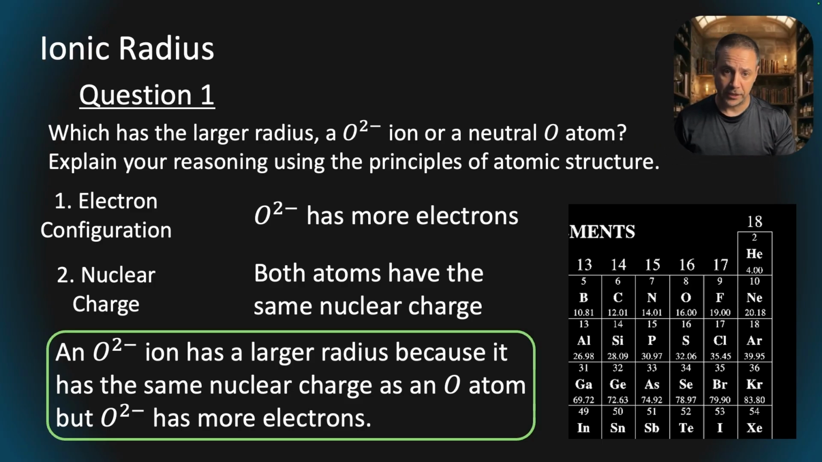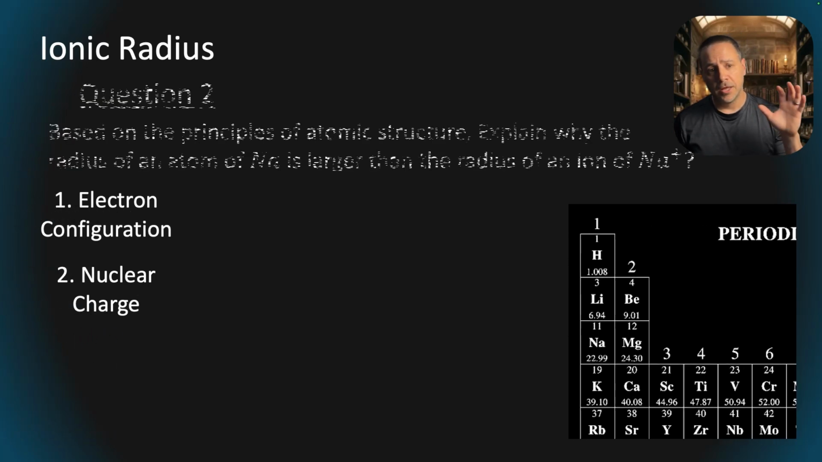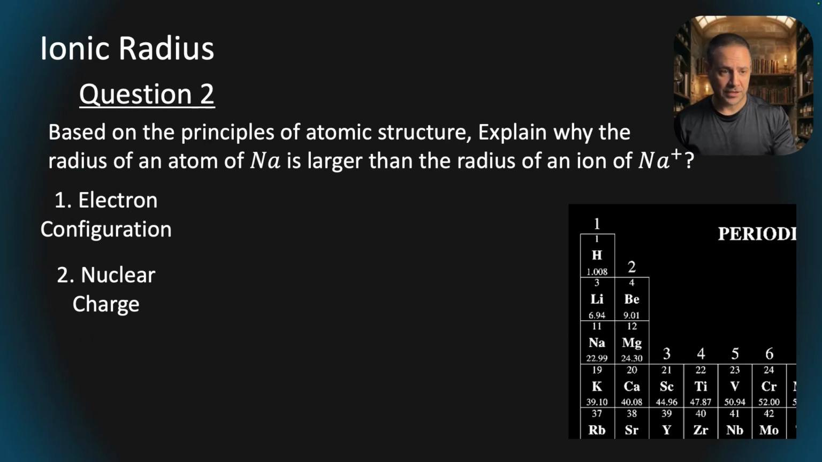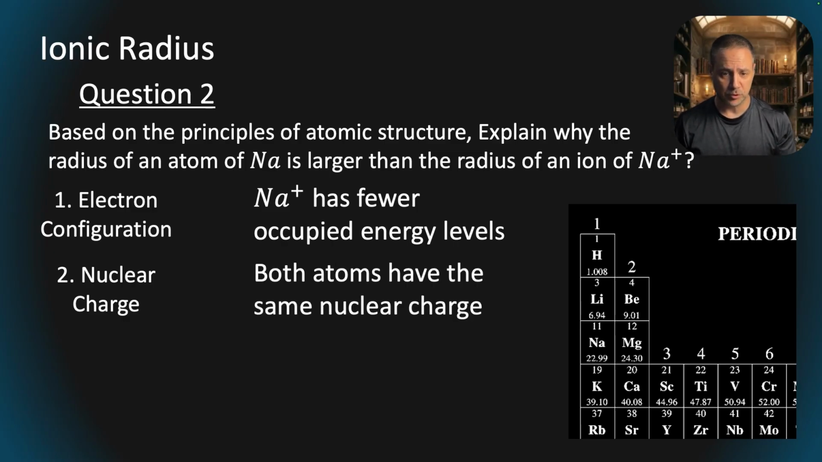Next, let's evaluate a neutral atom that becomes a cation. This question actually gives you the size. The radius of sodium is larger than the ion, but it's asking you to explain why. Sodium has 3 occupied energy levels when it's neutral. However, cations empty out their valence shell when they form ions. Therefore, the ion only has 2. That's fewer than the neutral atom. Both of these are sodium atoms, so they are going to have the same number of protons in the nucleus.